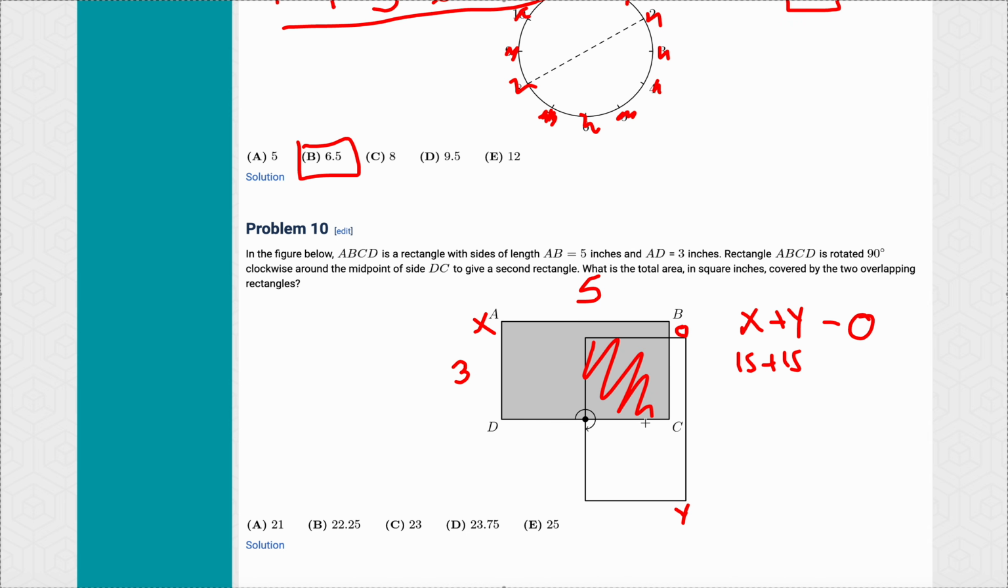And so since we know that this point is the midpoint of DC, and we know DC is 5, this is 2.5, this is 2.5. And similarly, since this rectangle is the same as this rectangle, they were just rotated, this is also 2.5, this is also 2.5. So this square is a 2.5 by 2.5 square. And so the area of that is 2.5 times 2.5, which is 6.25. So we get 30 minus 6.25, that's answer D, 23.75.